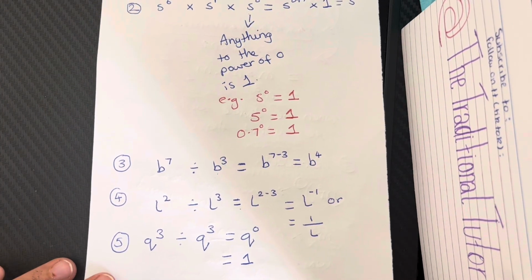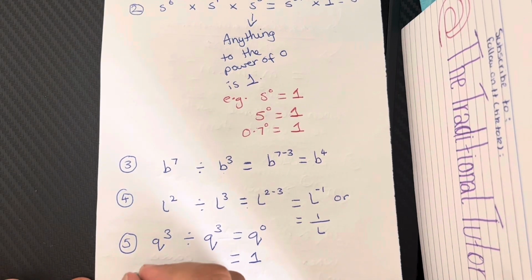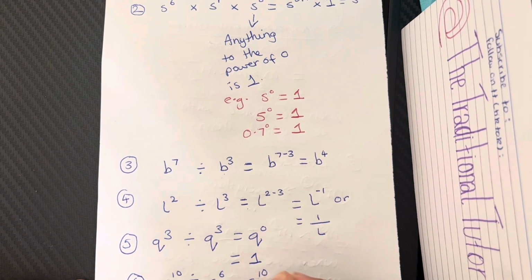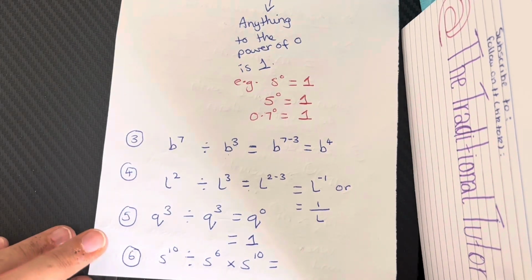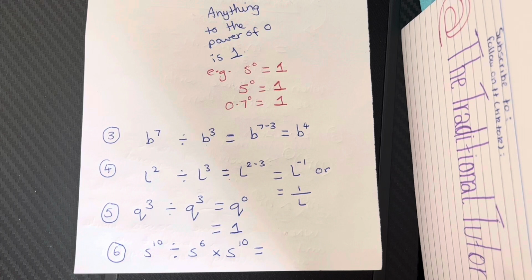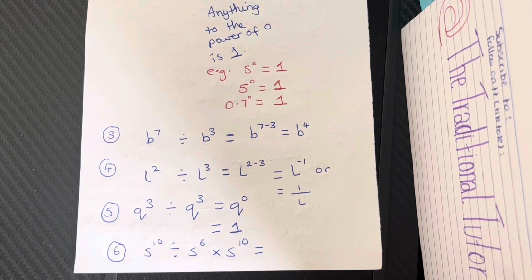And then we'll take a look at example 6, which is s to the power of 10 divided by s to the power of 6 times by s to the power of 10. Okay, now you could be having a go at some of these questions yourself if you want to pause the video and then check the answers with me afterwards.